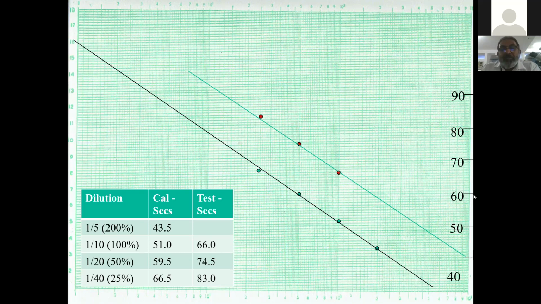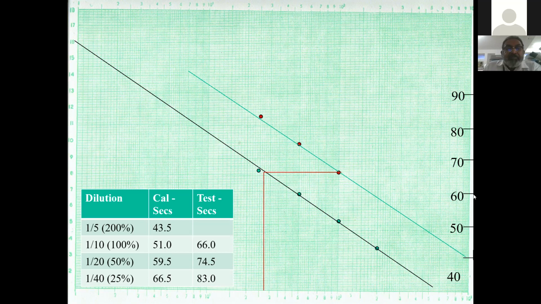Now to find out the 100% value of the patient, I take the 100%, that is the 1 in 10 dilution timing of the patient, cross the standard line, standard graph, and then drop it down to find out how much value I obtain. So you can see that it is between 20 and 30, so you can say that's between 25 and 30. So probably 27 percent is the 100% value of this patient. So it looks like he's a mild hemophilia.